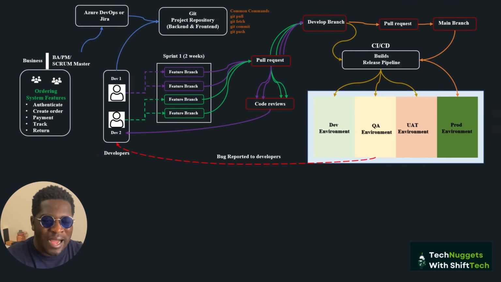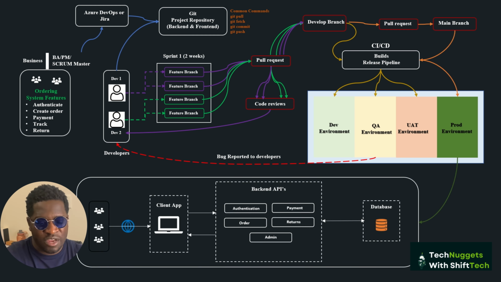Now let's look at the actual software, the architecture or the blueprint of whatever you're developing, and how it fits in the whole production environment. You're going to have a client app. This is where your users access the whole system from. It can be a web app, it can be a mobile application. Then you also have the backend API. This is where all the business logic is. Then you have your database to store and retrieve data and so forth.